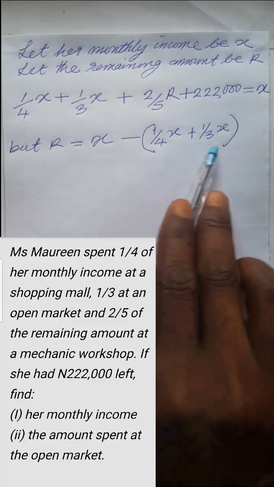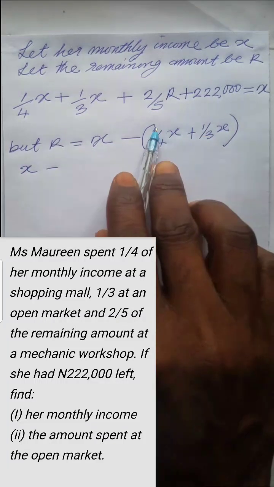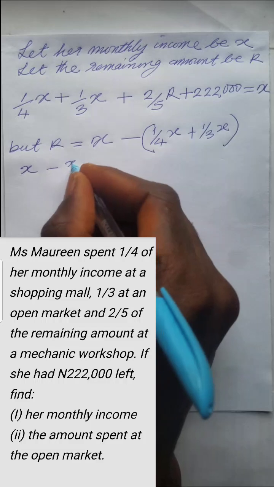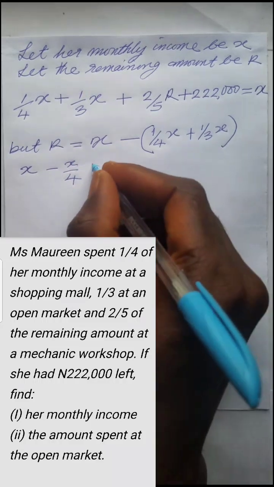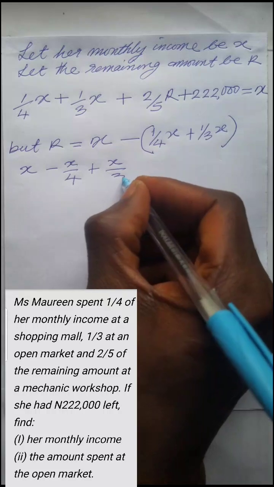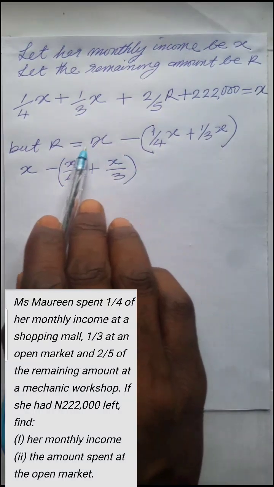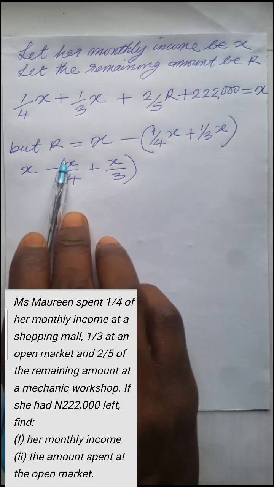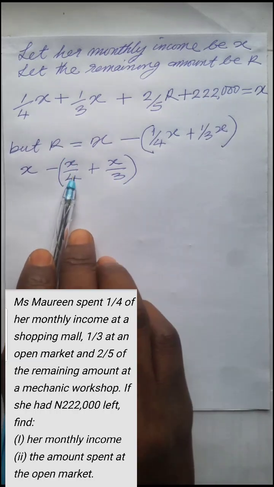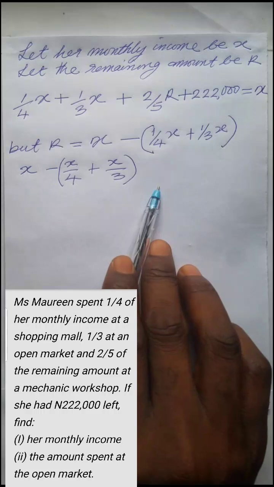So let's go ahead and solve this. So this becomes X minus, let me write this properly. 1 times X is X. X over 4 plus X over 3, right? You put this bracket here to show that you are subtracting these two things from here. If you don't put the bracket, you will only be subtracting this from here, and then you're adding this one, and that will be wrong. So let's solve this.